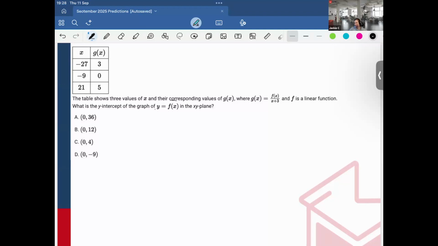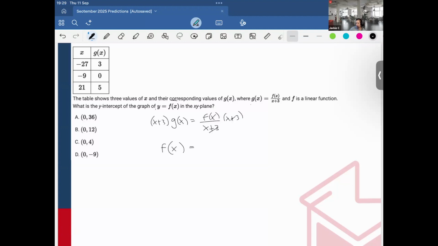Okay, so this one, if you were curious how to solve algebraically, or let's say Desmos wasn't working for some reason, what you do is take the original equation given. So we have g of x is equal to f of x over x plus 3. I would multiply each side by x plus 3. That would cancel this here, then it goes over here. So basically, I have that f of x is equal to g of x multiplied by x plus 3.